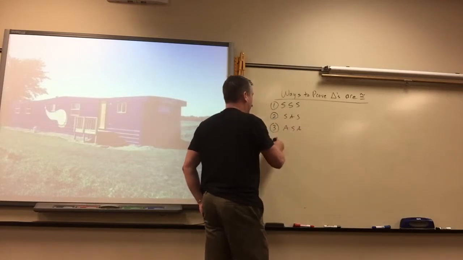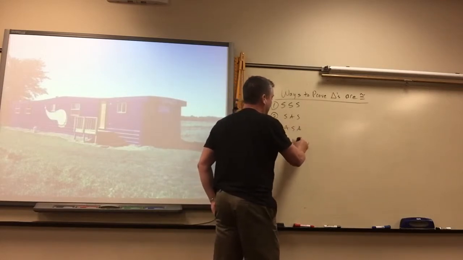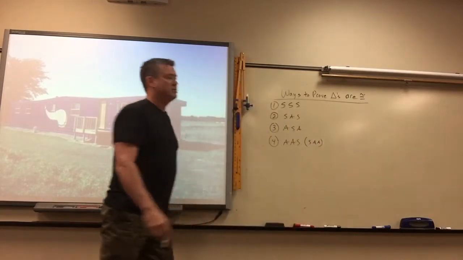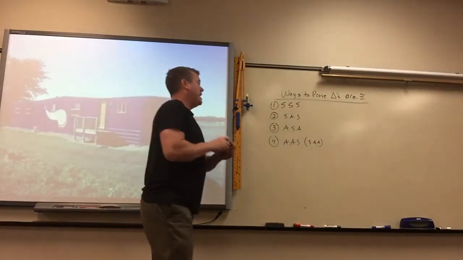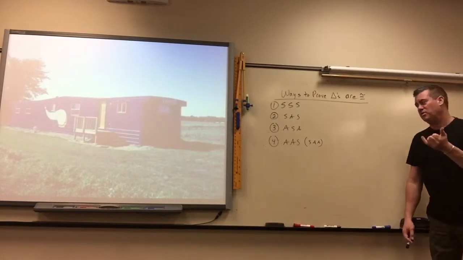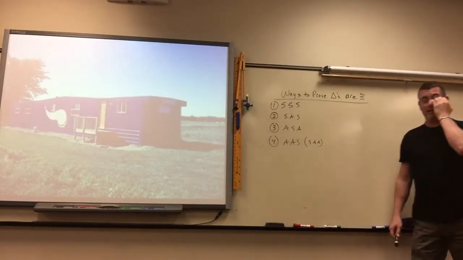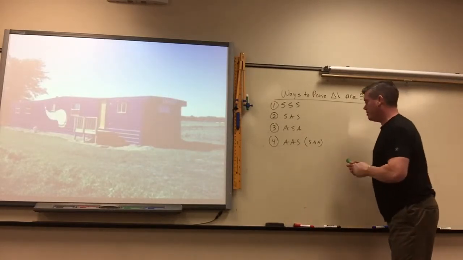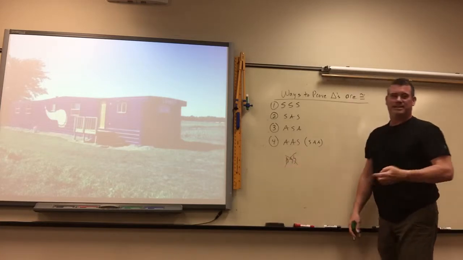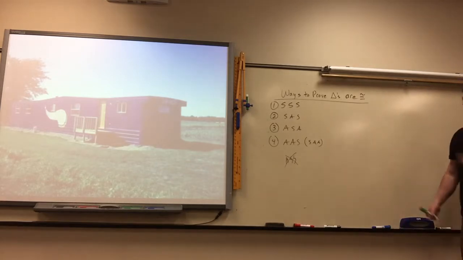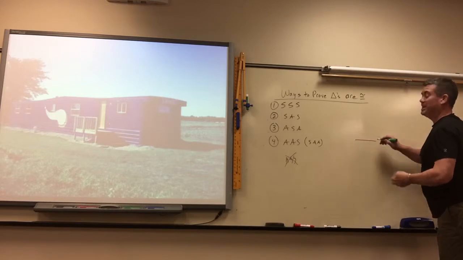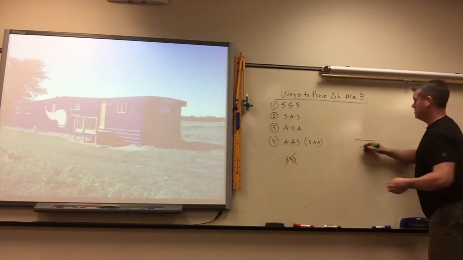ASA and AAS, which you could write SAA. It doesn't matter which order you write it in. So ASA means angle side angle, and AAS means angle angle side. Now remember I showed you that ASS doesn't work. That's not a reason that you can use. And I'll show you the reason why. Because it spells a bad word is the main reason.